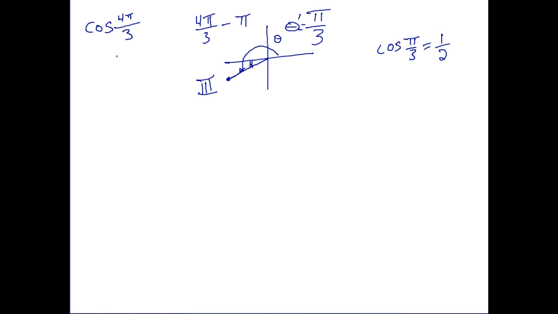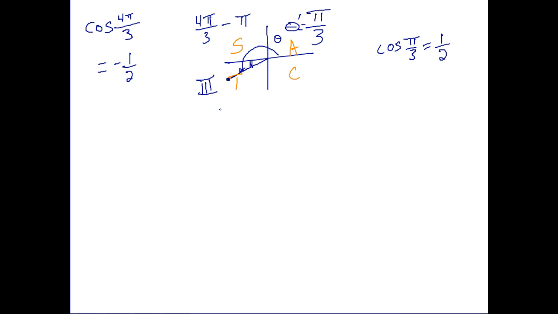Cosine of 4 pi over 3 is going to equal that, except that since it's in the third quadrant, what do we know? In the quadrants, all the trig functions are positive in the first. So that's why cosine of pi over 3 is positive 1/2. But only sine is positive in the second, only tangent is positive in the third, and only cosine is positive in the fourth. Since we're in the third, cosine has to be negative, so cosine of 4 pi over 3 is equal to negative 1/2.